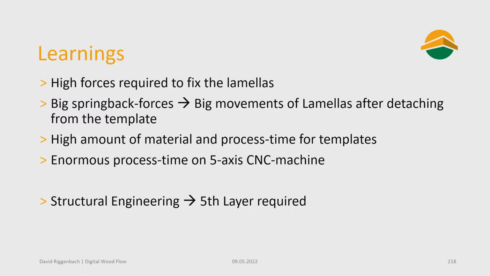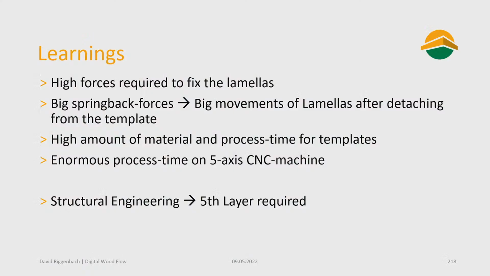Then, of course, we have to start thinking about efficiency and costs, so we will have a high amount of material and process time just for those formwork pieces. And in the end, also an enormous process time on the 5-axis CNC machine to mill all these dowels, bend the pieces, install dowels, and so on. On the other side, the structural engineering found out that a 5th layer is required, so that means even more pieces to produce.